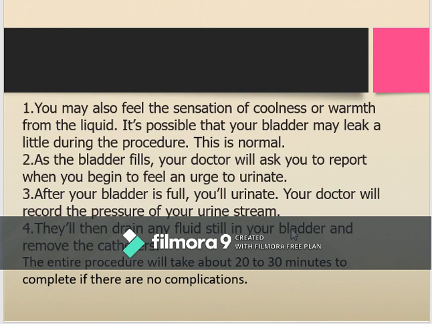That is, as in the example I told you yesterday, if the hose is clogged or there is an obstruction to the flow, what happens? The stream of water coming out will be weak, or there will be dribbling of urine. So the doctor will check the strength of the pressure of the urine stream that is coming out when you void. They will then drain any fluid still in the bladder and remove the catheter.